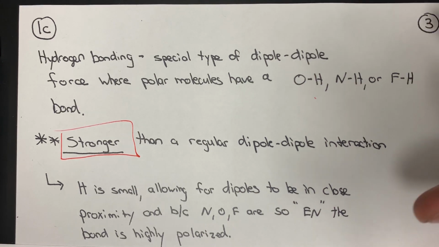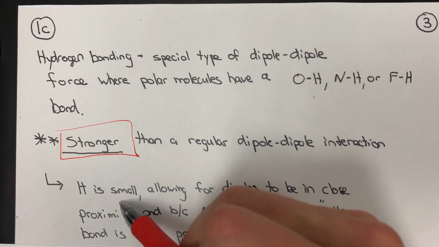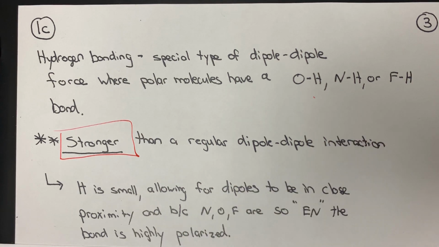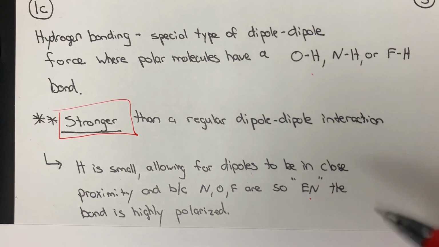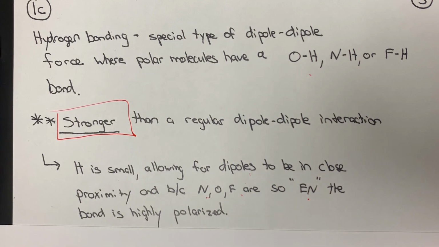The reason for this is because the hydrogen atom is so small that it allows for neighboring molecules to be really, really close in proximity, right? These dipoles can be really close. And also because the electronegativity difference between the hydrogen and any of these three atoms is so great that this bond is going to be highly polarized.